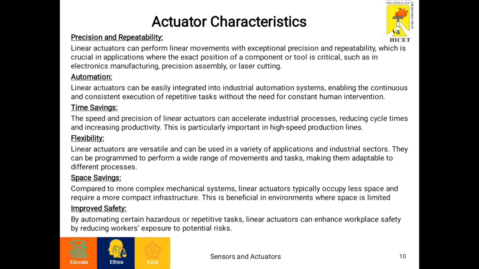Space savings. For added flexibility, space saver actuators may be operated with many types of clean gases including air, natural gas, and nitrogen. Compared to more complex mechanical systems, linear actuators typically occupy less space and require a more compact infrastructure. This is beneficial in environments where space is limited. Improved safety. By automating certain hazardous or repetitive tasks, linear actuators can enhance workplace safety by reducing workers' exposure to potential risks. Now let's see a few differences between a sensor and an actuator.